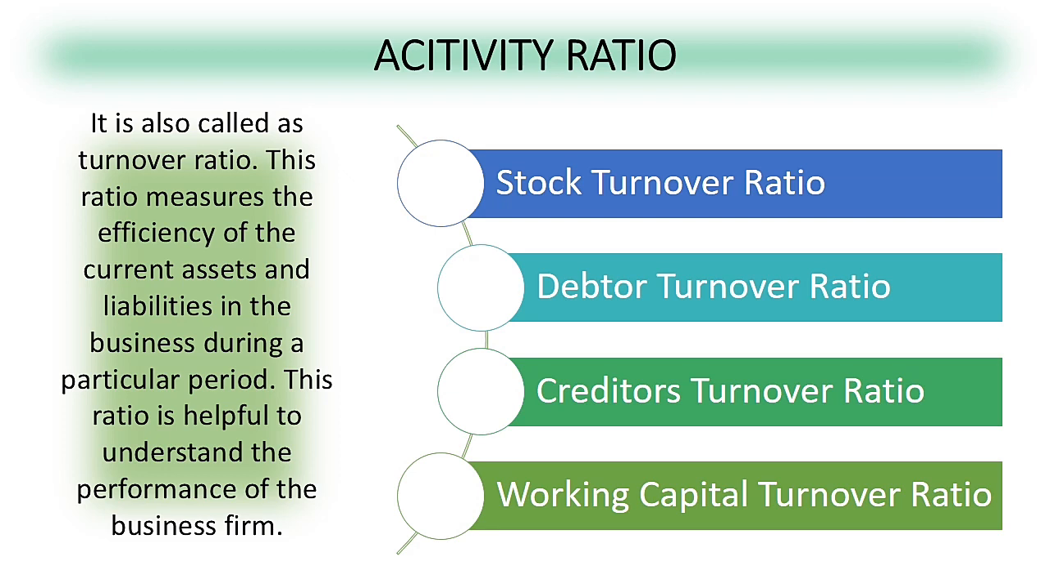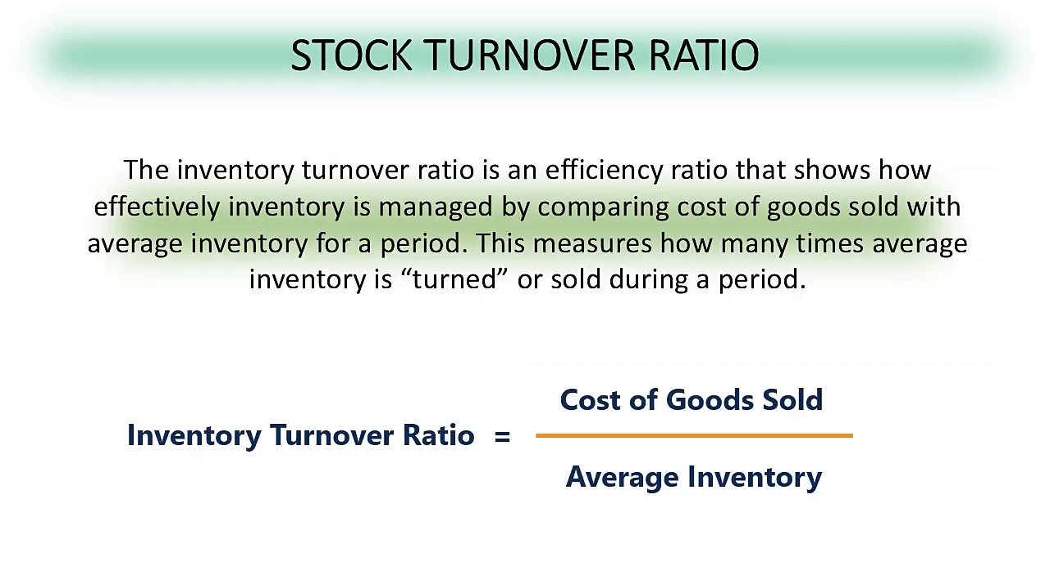So under this ratio, we have stock turnover ratio, debtor turnover ratio, creditors turnover ratio, and working capital turnover ratio. Isa-isahin natin ang different ratios under this activity ratio, and let's start with the stock turnover ratio. The stock turnover ratio is also known as the inventory turnover ratio, and it is an efficiency ratio that measures how efficiently inventory is being managed.